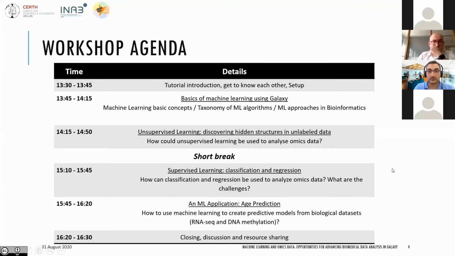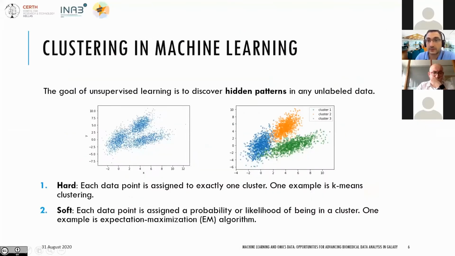All right, so what we did now was basically covering the basics of machine learning through Galaxy. So the next step is to focus a bit on clustering, just to provide a context, although it's not adding too much to what Alireza just mentioned.